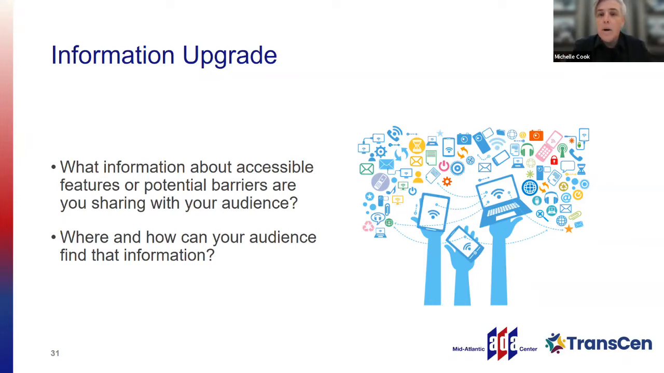And as well as what information about accessible features or potential barriers are you sharing with your audience? Because there is a need for people to understand the expectation of what they're going to encounter when they visit your facility or take advantage of your services that you have to offer. So what information about those features are you sharing? Can that information be provided in an easier to find level of your website?